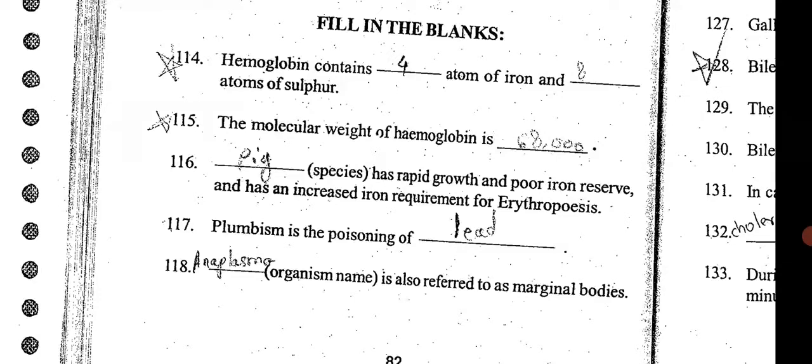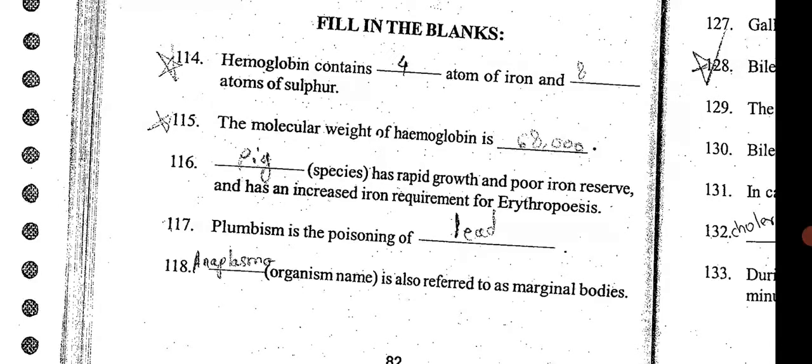The pig has rapid growth and poor iron reserve, and it has an increased iron requirement for erythropoiesis. Pigs require the fortification of iron or the external supplementation of iron, whereas ruminants and other animals do not usually require extra supplementation of iron. The pig has rapid growth, as do other animals, but it has a poor iron reserve, so iron must be provided from the diet.